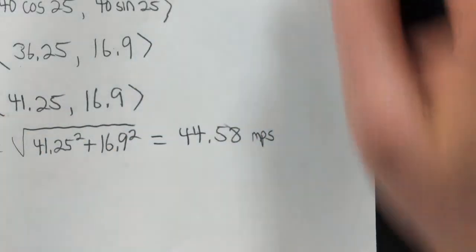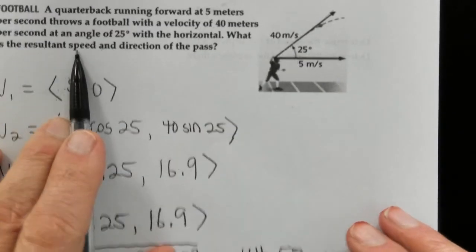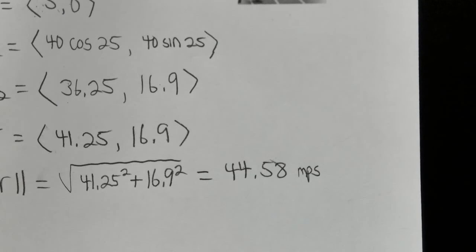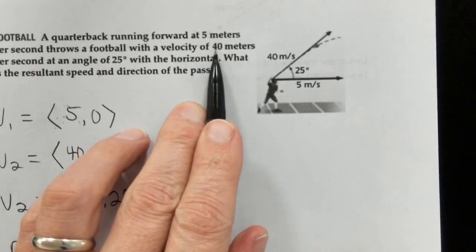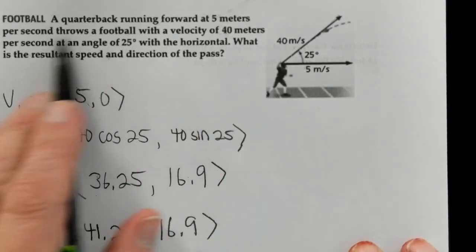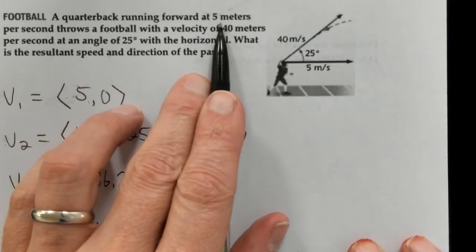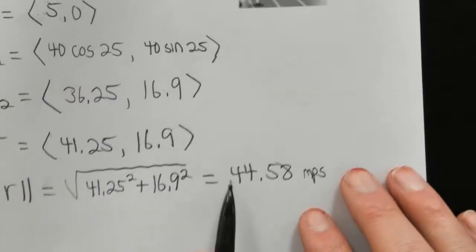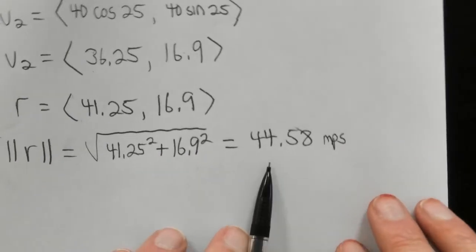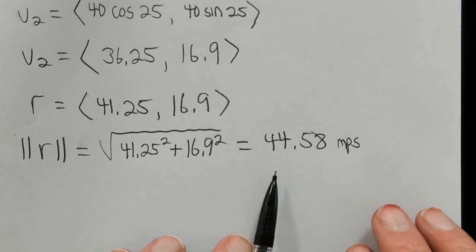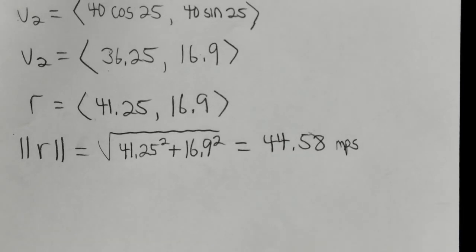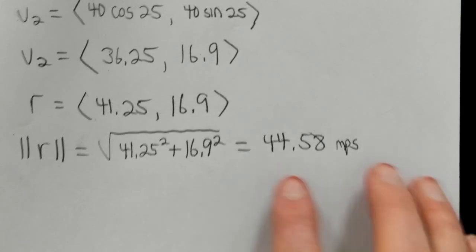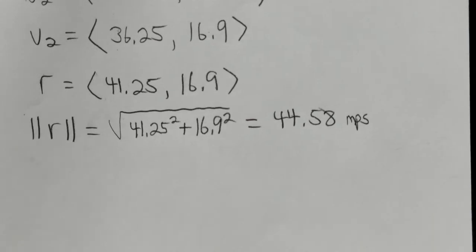Okay? So that is the resultant speed of the pass. So if he throws it with a velocity of 40 meters per second, at the same time he's running forward at 5 meters per second, the ball is going to come out at 44.58 meters per second. All right? At that angle of a throw. So even though he throws it at 40, because he's running forward, he gets a little bit more speed out of the ball when it actually comes out. Okay? Now, that's not the only thing they want.